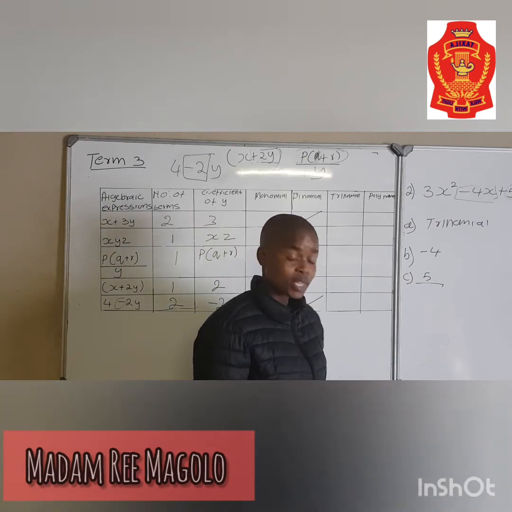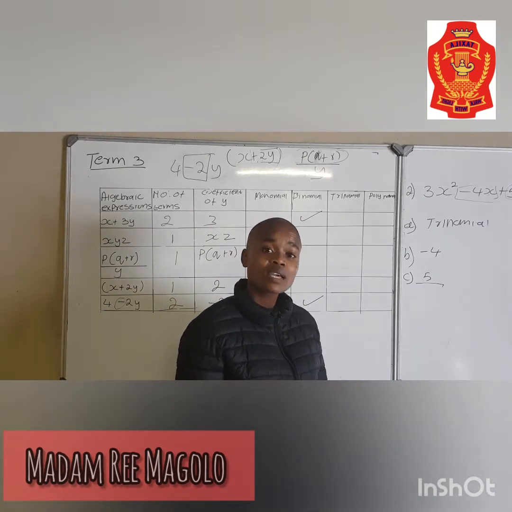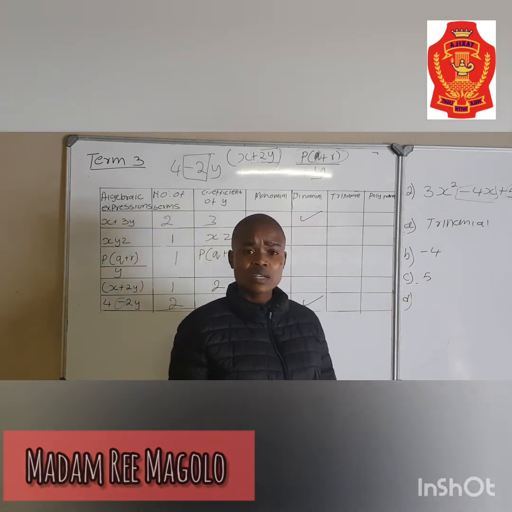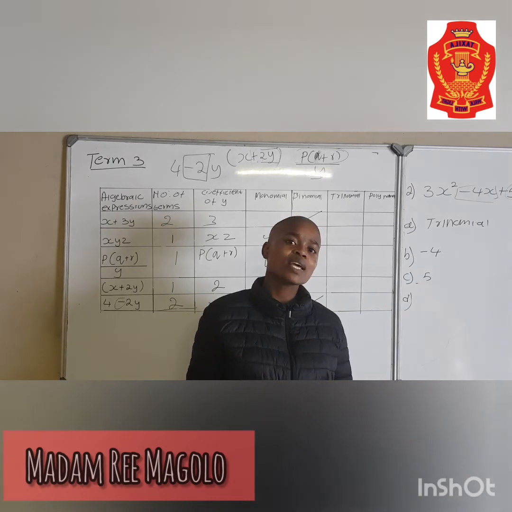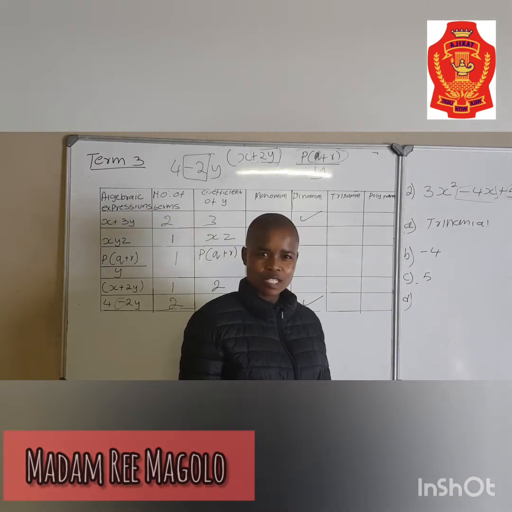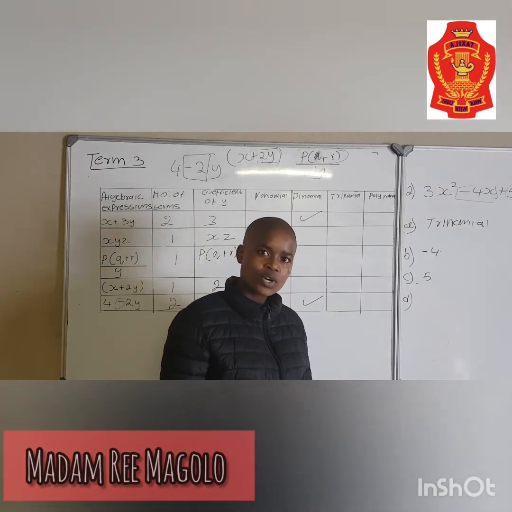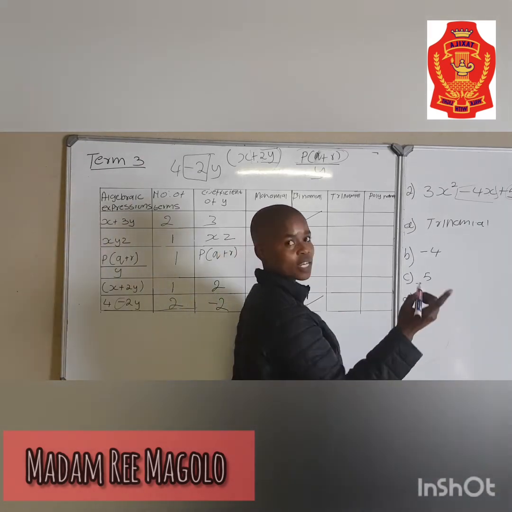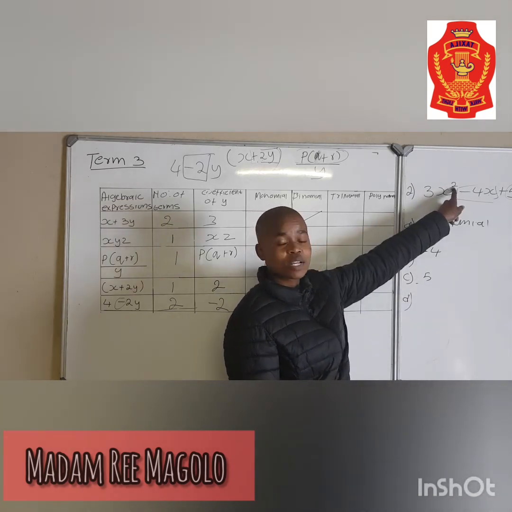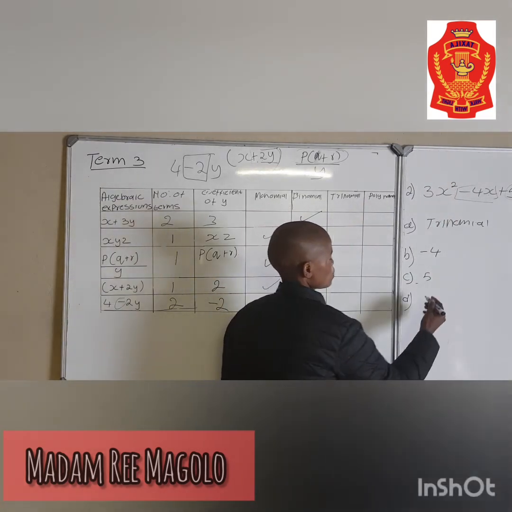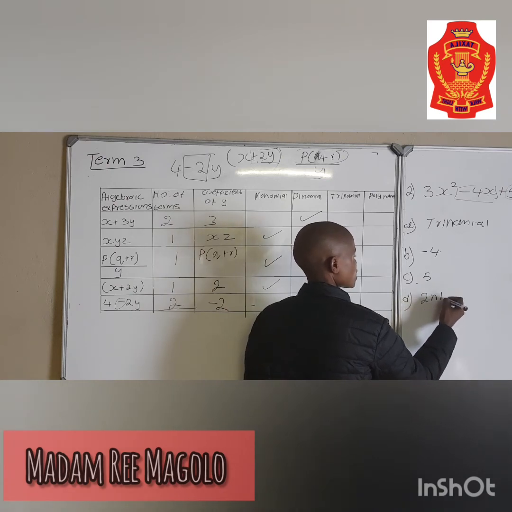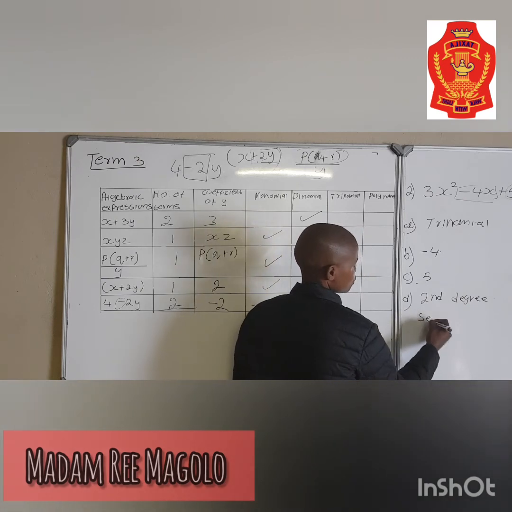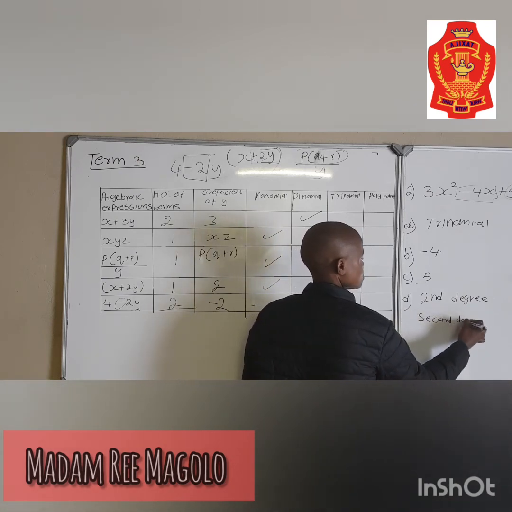Well done to you. And they might even ask, what is the degree of the expression? When they're asking you what is the degree of the expression, they are basically asking you what is the highest exponent. So when you answer the question, you will say it is the second degree, because the highest exponent is 2. Or you can just write it fully, second degree.